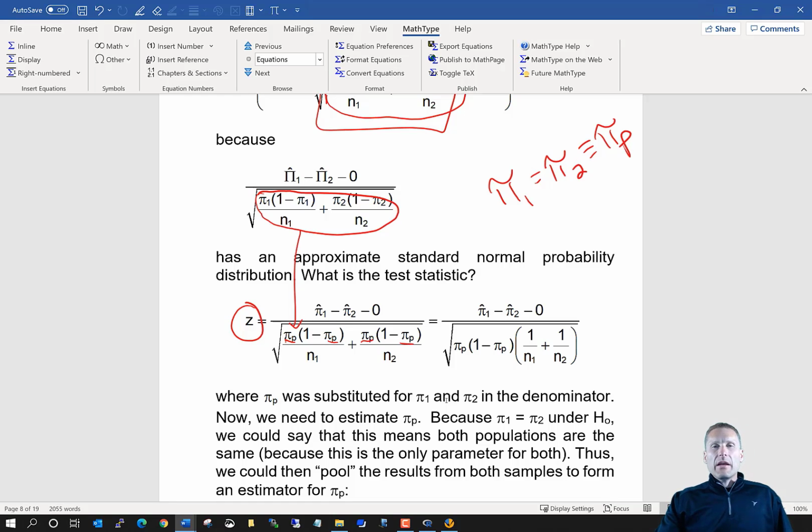Now the math becomes nice because we can factor out pi sub p times 1 minus pi sub p. And we're left with then here 1 over n1 plus 1 over n2. This is then what we use for our test statistic value.